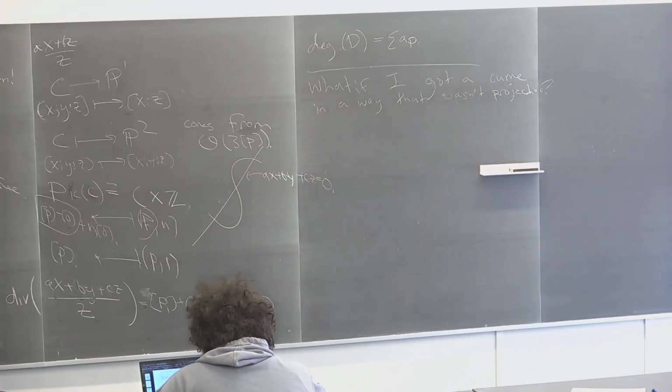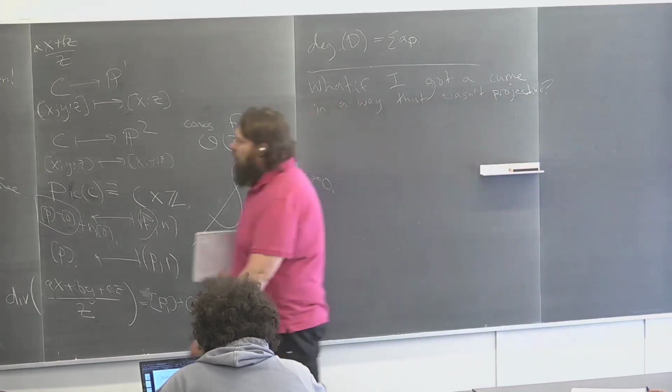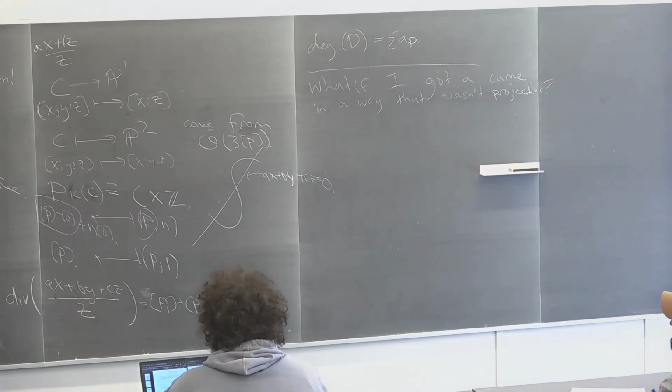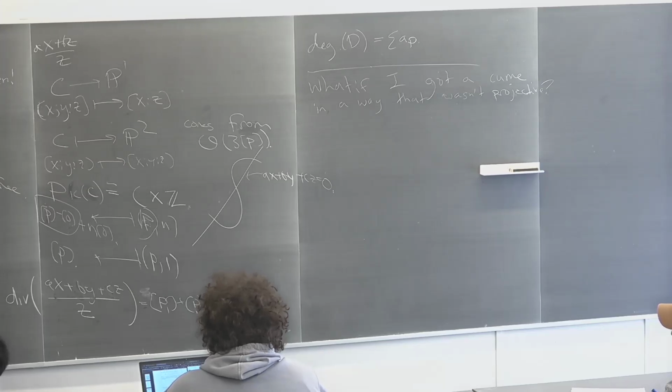What would I do? Well, I could still do this analysis of looking at divisors where I allow things to have some poles. And presumably I know an open affine inside this curve, so I know what its function field is. And so I can just start going through this and try to find a map into projective space by taking some big divisor, allowing myself to have lots of poles.